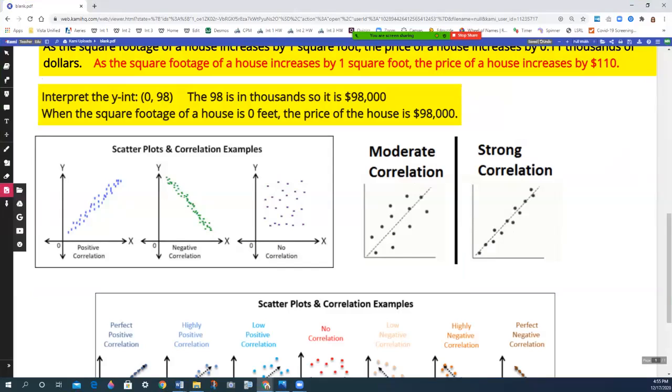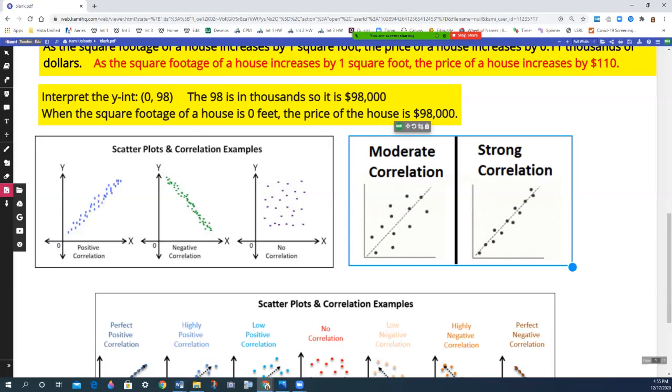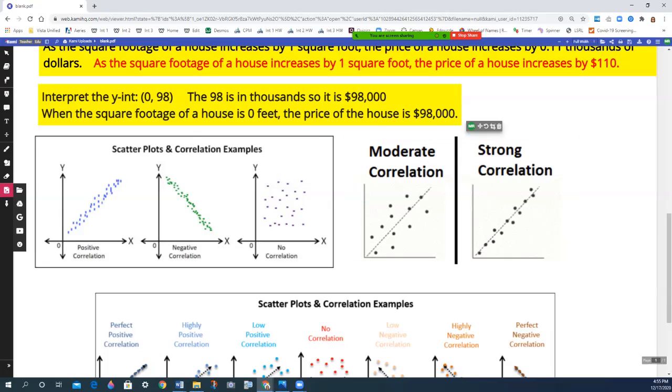So before I talk about the correlation coefficient, I have here some examples. Over here you see a positive correlation, where the scatter plot is increasing, going upward. A negative correlation where it's going downwards. Here, no correlation, it's kind of scattered. You don't see it going up or down. You can't really tell. Over here, this would be a moderate correlation. This would be a strong correlation.